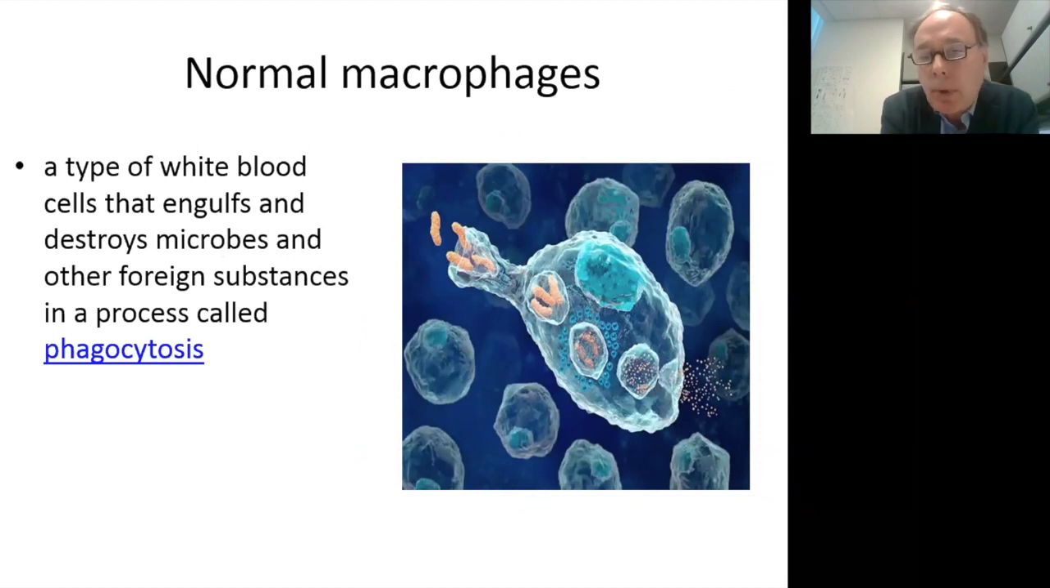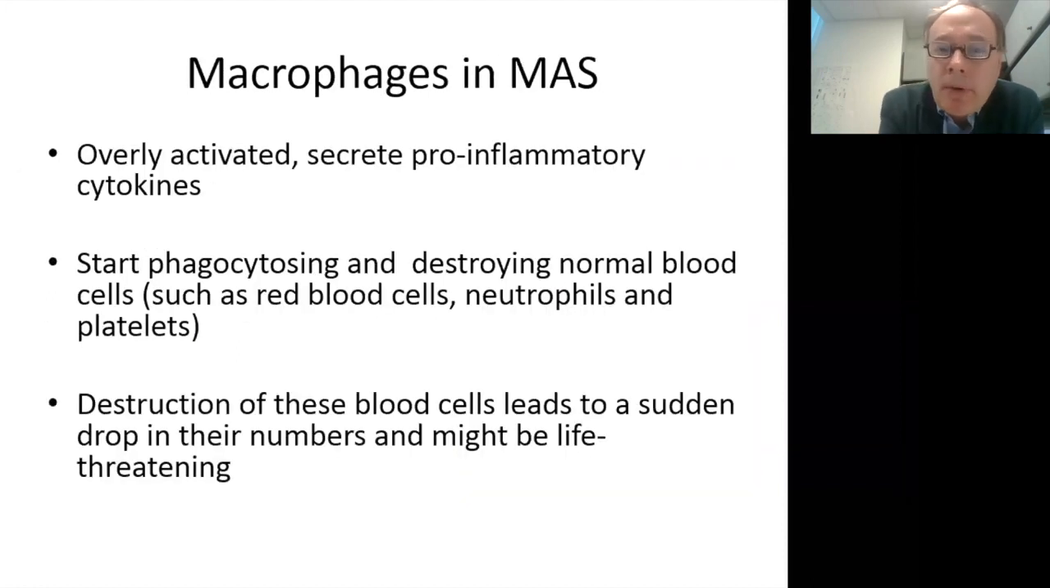So in this example, we are looking at a normal, healthy macrophage. In normal conditions, these cells phagocytose: they engulf and destroy microbes. That's their normal function, what they do to protect us against microbes. In macrophage activation syndrome, the cells become overly activated, and again, they start to secrete massive amounts of those pro-inflammatory cytokines. In addition, they start phagocytosing, engulfing and destroying normal blood cells, such as red blood cells, neutrophils, and platelets.